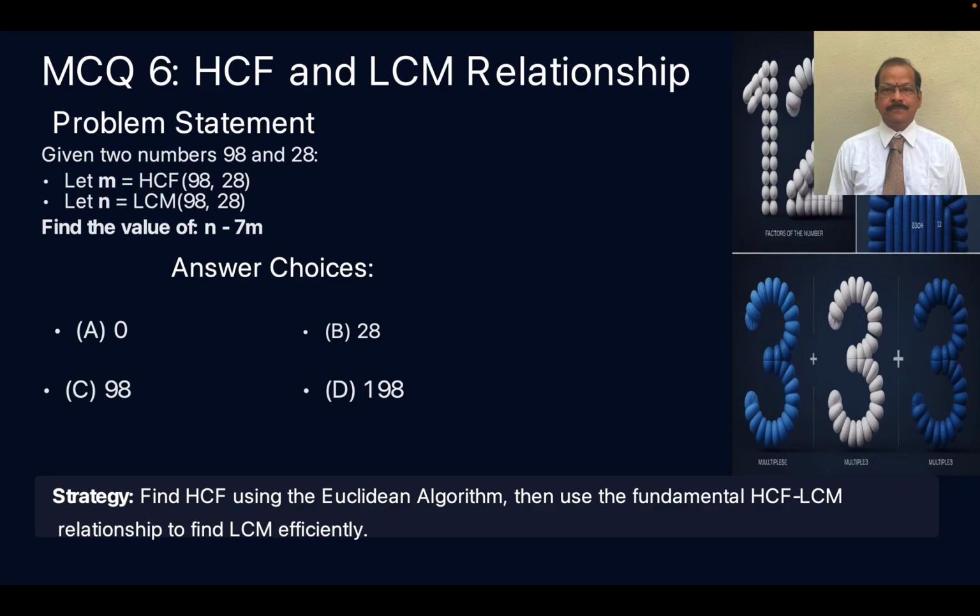Coming to MCQ 6, we are given two numbers, 98 and 28. We need to find M, that is HCF, N, that is LCM, and finally N minus 7M is the value I need to find out. So HCF is assigned the letter M, LCM is assigned the letter N, and finally N minus 7M is what we are interested in. The answer choices given are 0, 28, 98 and 198.